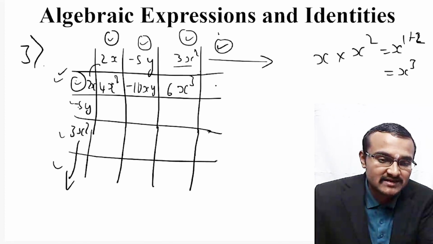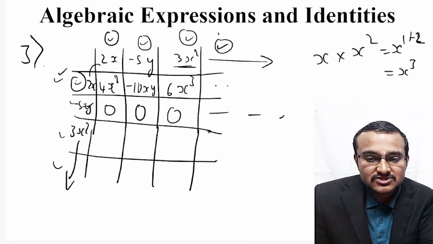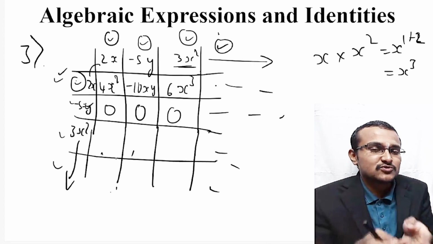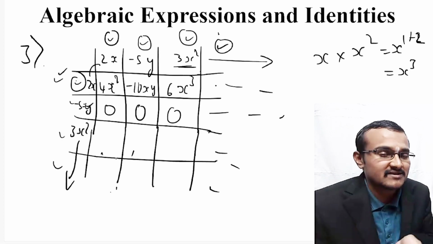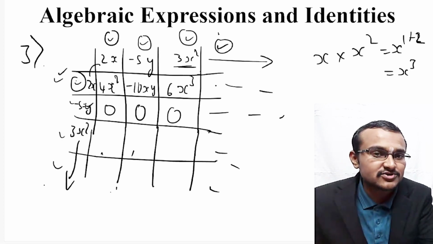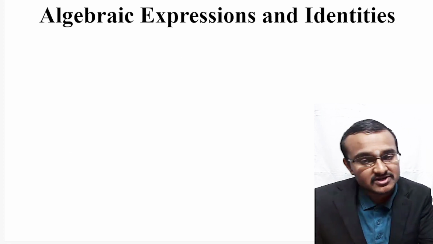Like this you can multiply minus 5 into 2x and put the answer over here. Minus 5 into minus 5, you can put the answer here. Minus 5y into 3x square, you can put the answer here. Like this you can go on filling this table. Here also, in the third question, you are doing multiplication between two monomials. Similarly, how you have done in the first and second questions, the same logic you apply in this third question, and you are filling the tables.